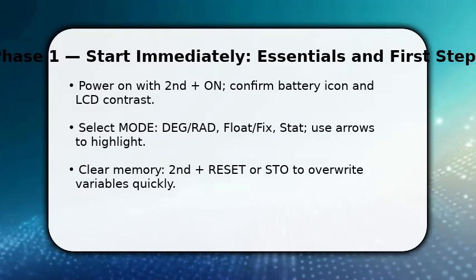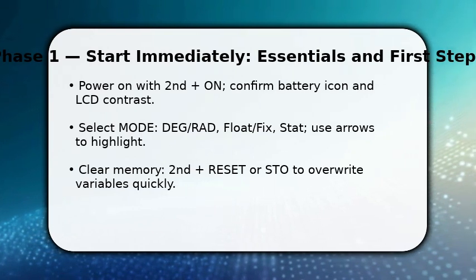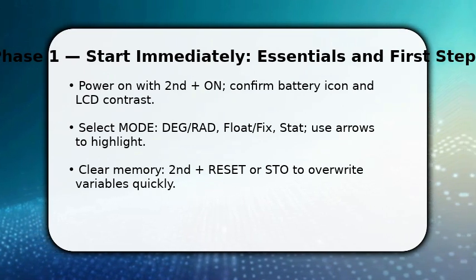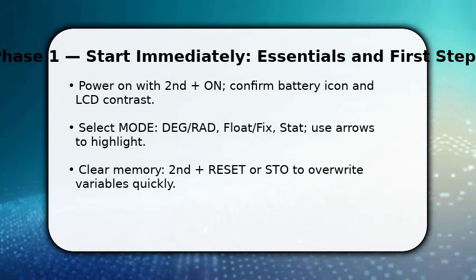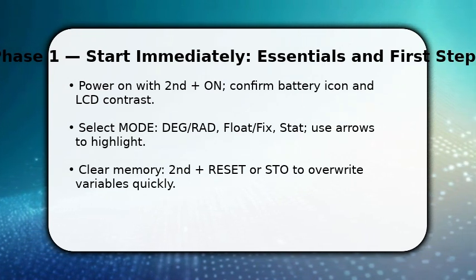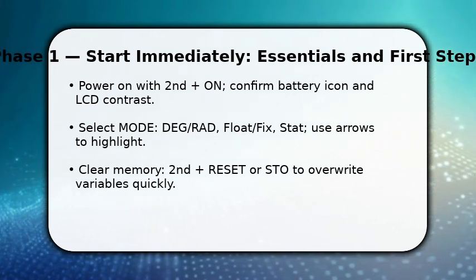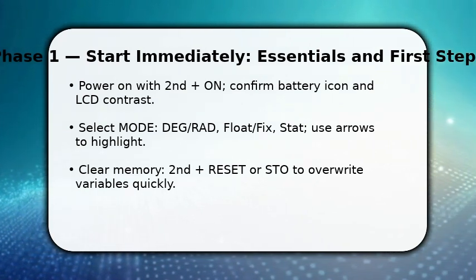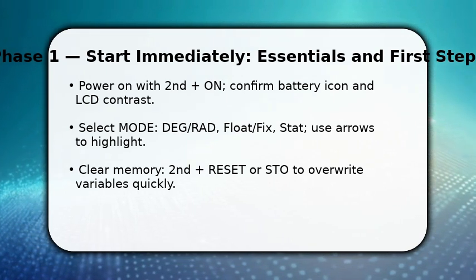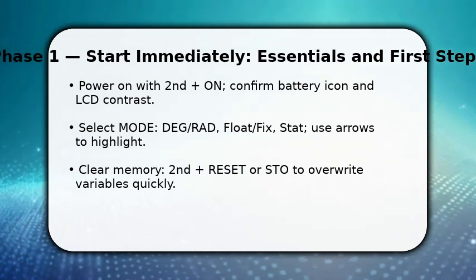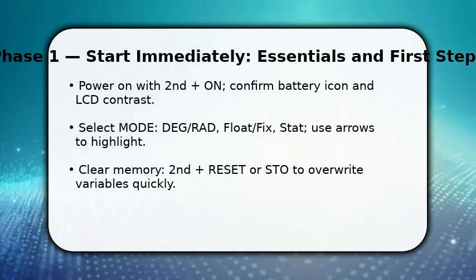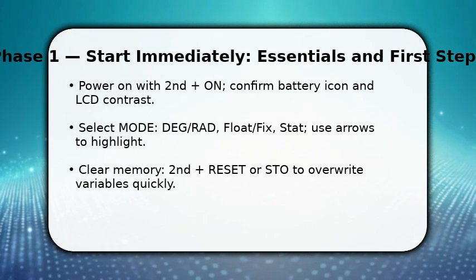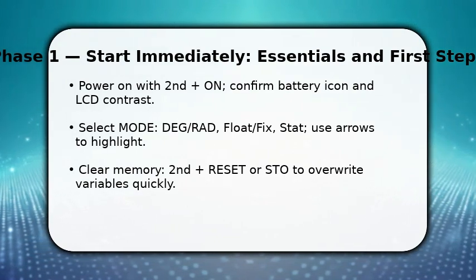You power the TI-36X Pro and choose the right mode for your problem. Do that now. Start by pressing 2nd then ON, check the display contrast, and confirm the battery symbol. Next, press MODE and move the cursor to set DEG or RAD, float or fix, and select STAT if doing statistics. Once done, clear stored variables with 2nd RESET or overwrite with SDO. These initial choices determine how results format and whether trig functions output degrees or radians.